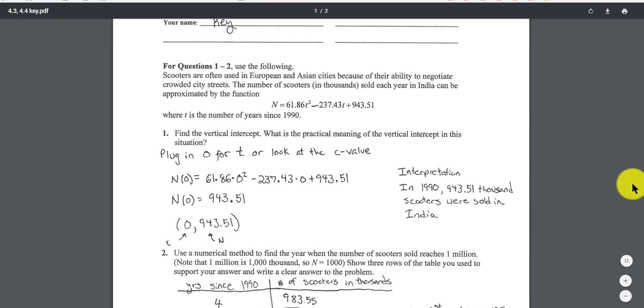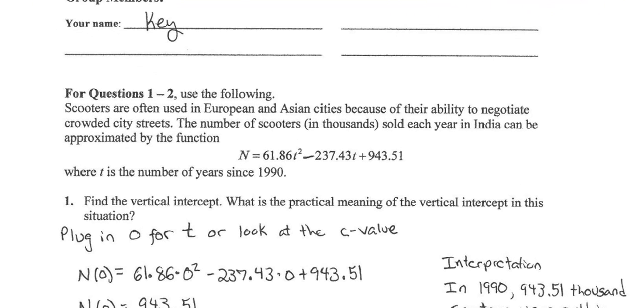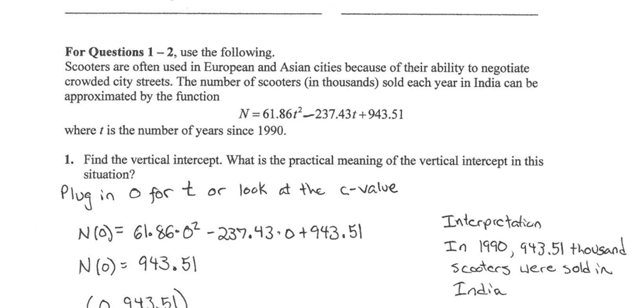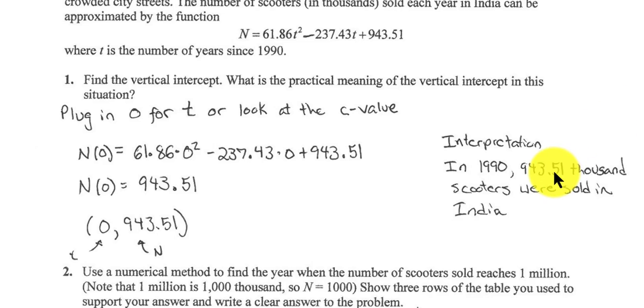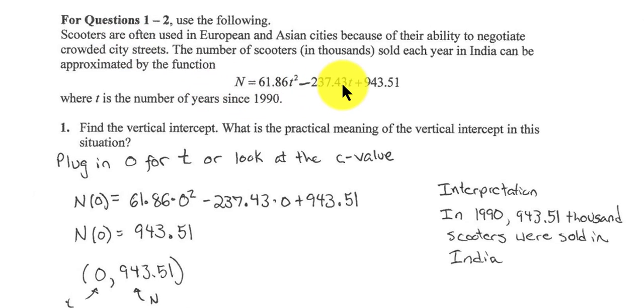Hello class. In this video we're going to look at lab 4344 where we continue to explore quadratic functions. All right, so we have scooters and an equation that will tell us the number of scooters in thousands sold each year in India, where T is the number of years since 1990. So if I put in 0 for T, that would tell me the number of scooters sold in 1990.